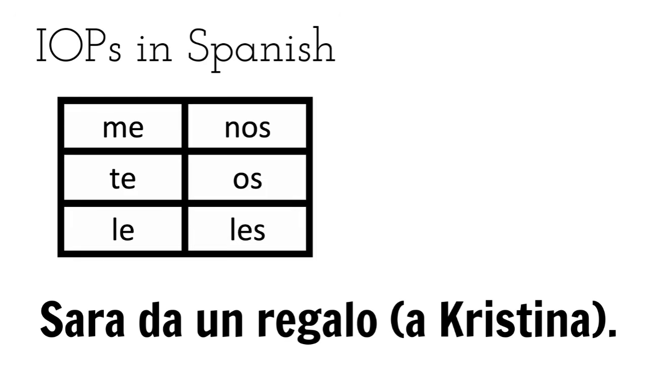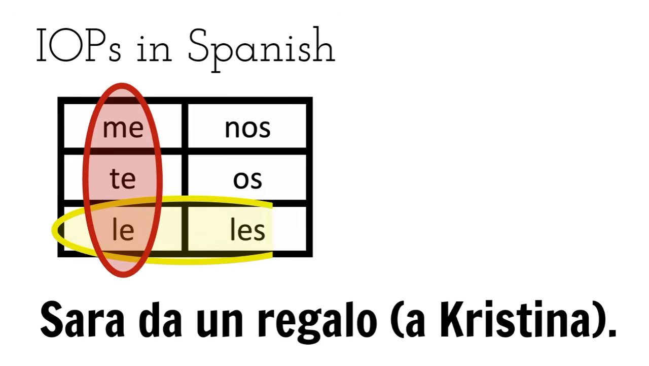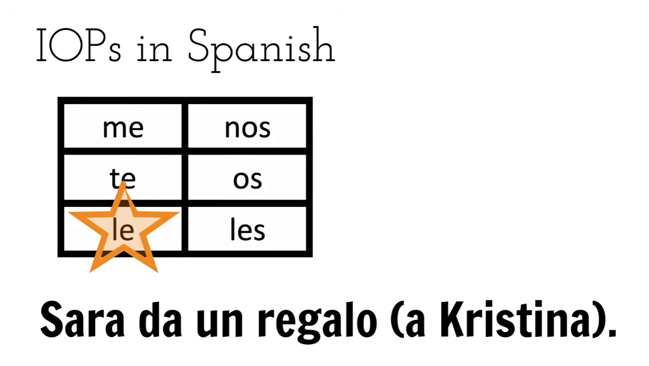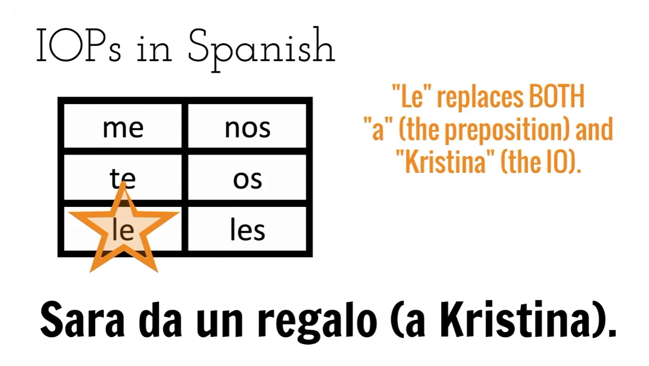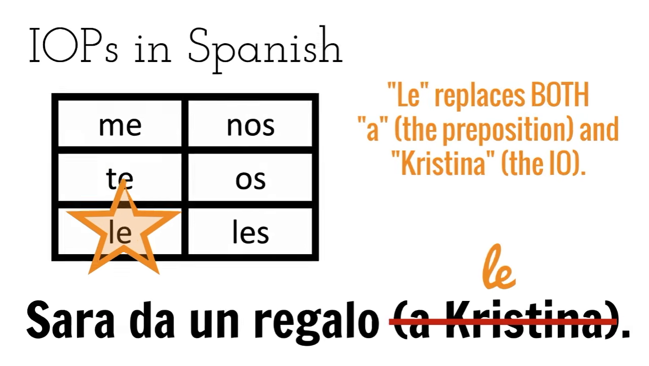Christina is just one person, so singular, and she's not you or me, so third person. So which indirect object pronoun do we use for third person singular nouns? That's right, le. Le is going to replace not only Christina, but also a, because prepositions are included in Spanish indirect object pronouns. We know which indirect object pronoun to use, but we still need to put it in the right place. And that brings us to step 4.